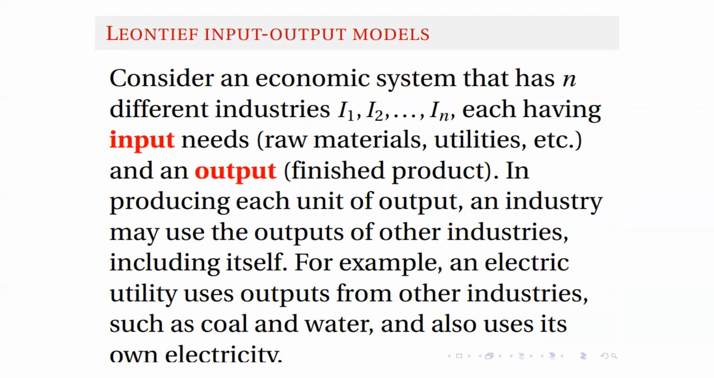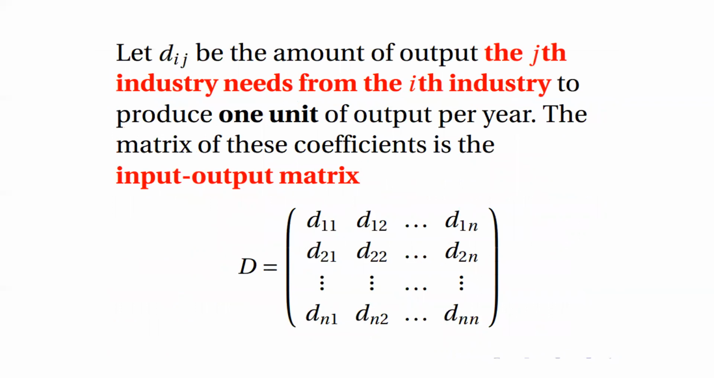The Leontief input-output model. Consider an economic system that has n different industries, I1 to In, each having input needs and output in producing each unit of product. An industry may use the output of other industries, including itself. For example, an electric utility uses outputs from other industries such as coal and water, and also uses its own electricity. We let dij be the amount of output the j industry needs from the i industries, and the matrix of these coefficients is the input-output matrix.